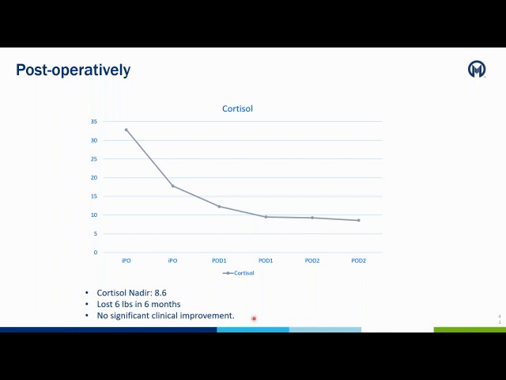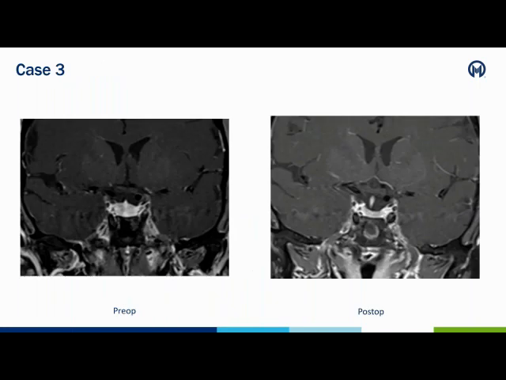But we still tracked her cortisol, and as you can see here, the cortisol nadir plateaued around 9, 8 post-op, and that is an indication that there was probably never a tumor there. She lost about 6 pounds in 6 months, but there was no real significant clinical improvement as we would expect. The fortunate thing is that we didn't damage her pituitary function by doing the gland exploration. By keeping the top attached, this is what her pituitary gland looks like in a delayed fashion, and she was able to maintain at least a normal pituitary gland function.